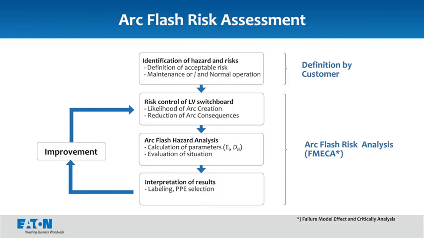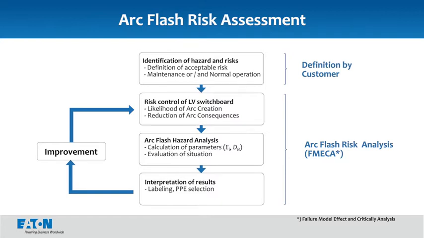The arc flash risk assessment process can be described with the use of this chart. The first step is identification of hazards and risks. This must be performed by the customer or operator for the specified location. The second step is risk control of the LV switchboard, which covers features of protective measures. This is used for prevention of arc and for measures reducing effects of arc flash.